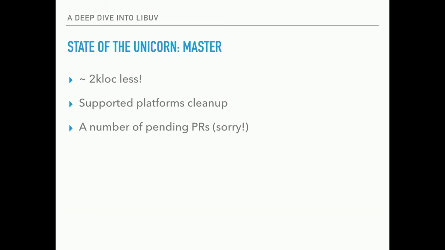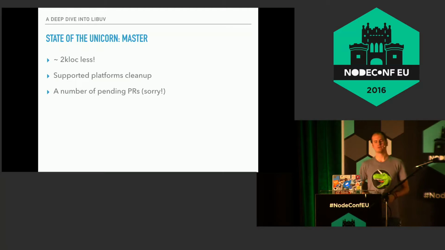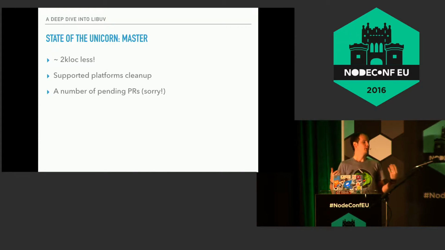In master, we have 2,000 lines less garbage, which is always a good thing, having less to maintain. This came from removing Windows XP support and burning it with fire. So that is happening, and whenever v2 happens, XP support is dead. Node killed it, we are killing it next. We clean up the platforms, as I said, also old Mac OS. There's a number of open pull requests. I'm sorry if one of them is yours. We'll work through them, is the idea.